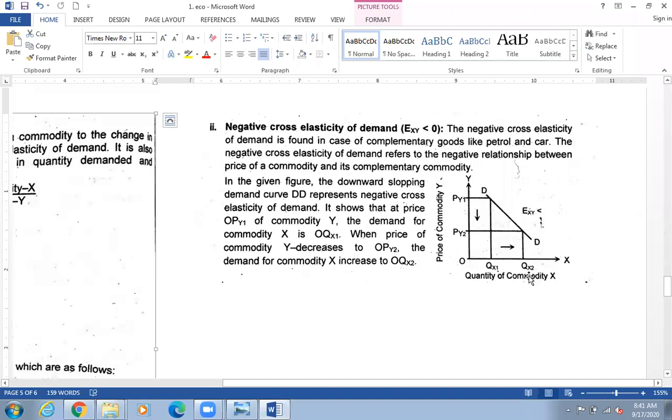Okay, so when we make the graph, when we make a straight line, so EXY is less than 0. Okay, please make it 0 over here. So 0 is missing here.